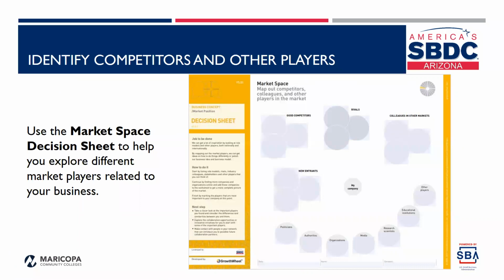Now let's briefly discuss competitors. Before you start your business, you want to have a clear view of the competitive landscape. Who are those competitors? One way to start is to look at competitors and role models and other players in your industry, both nationally and internationally. By mapping out those competitors and other market players, you can get ideas on how to refine your business plan and strategy. Take a moment to review and become familiar with this market space template.